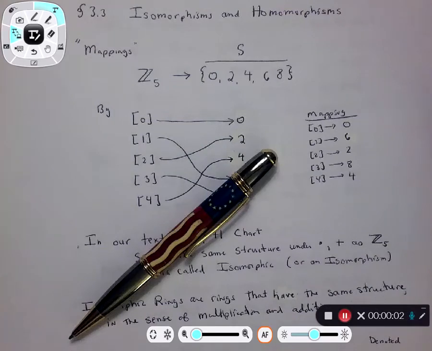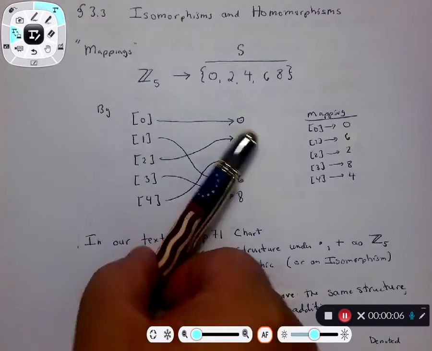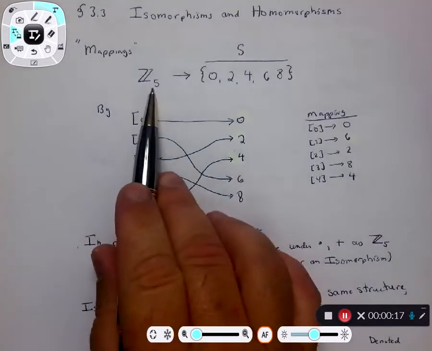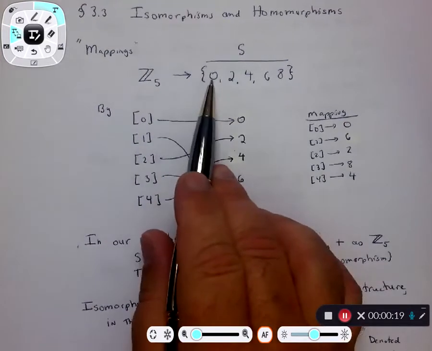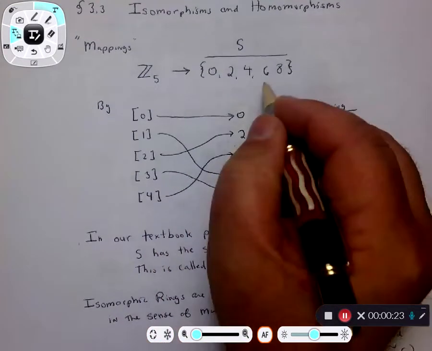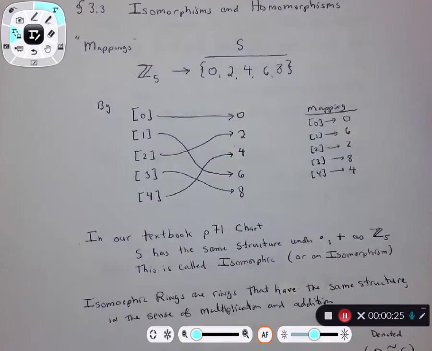Alright, well, welcome back. We're doing section 3.3 now, Isomorphisms and Homomorphisms. So here's the idea in terms of this. When you look at the idea of a mapping, we're going from Z5 to a set that we created, 0, 2, 4, 6, and 8. And this set is actually a subset of like Z10.